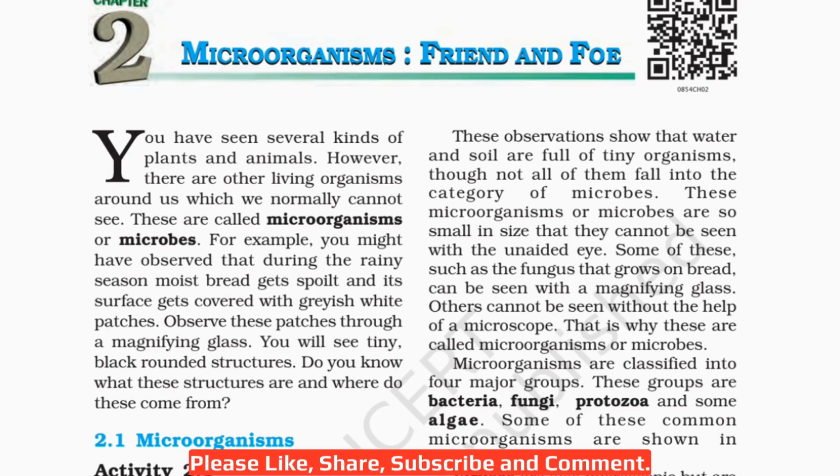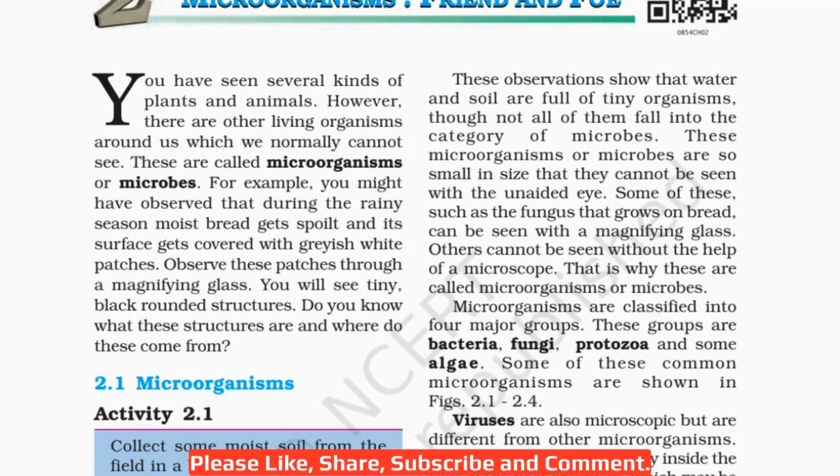Let me tell you, these structures present on the bread are called bread mold, and its name is Rhizopus. If you want, you can note it down. Its name is Rhizopus and it's another name for bread mold. And this is always present in the air. Whenever these microorganisms get warm and moist conditions, they settle on the bread and form black patches on it.